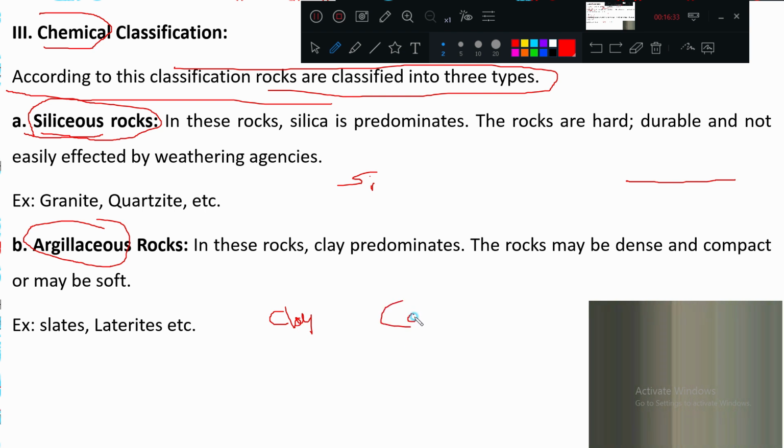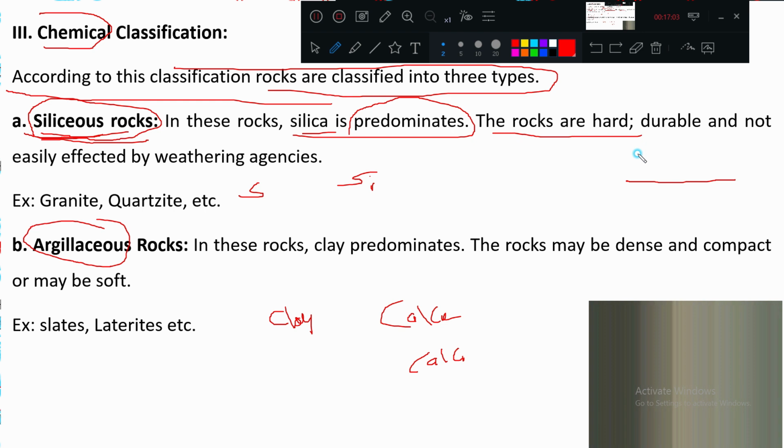If calcareous rocks are there, then the major chemical component is calcium. Simple. If silica is present, we call it siliceous. In siliceous rocks, silica predominates, meaning the major part of the rock consists of silica.